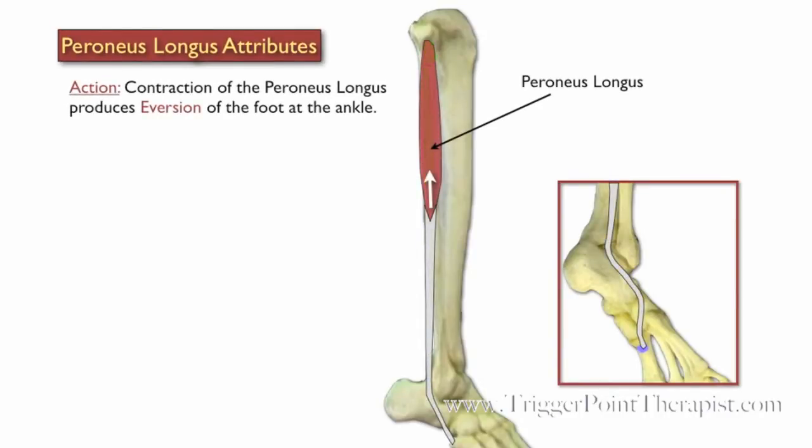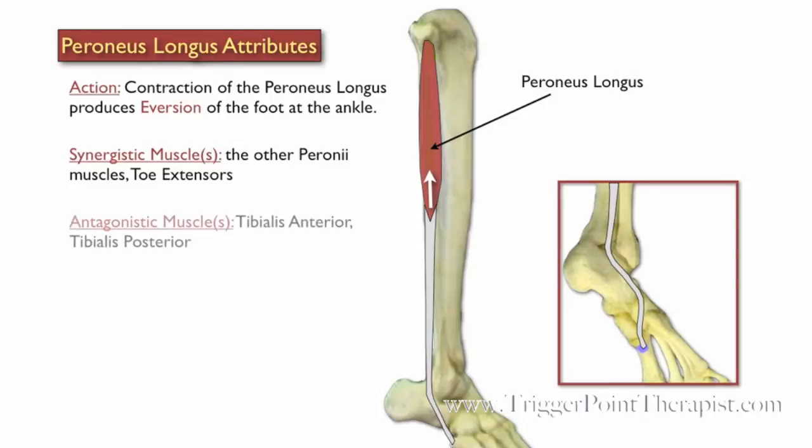Contraction of the Peroneus longus produces eversion of the foot at the ankle. The other Peronii muscles and the toe extensors are synergistic during this motion. The tibialis anterior and the tibialis posterior are antagonistic during this motion.